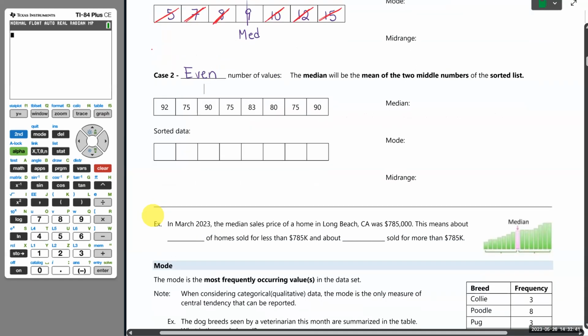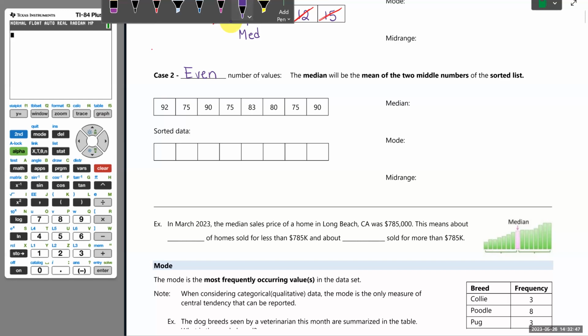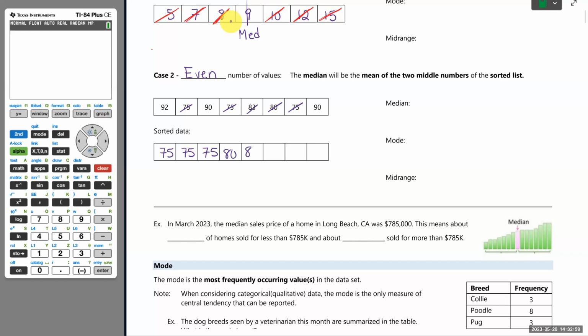So, values in numerical order, and it looks like 75 is the smallest value. I'll cross that off. There's another 75, another 75, and then I have an 80, an 83, two 90s, and a 92 finally for the highest value.